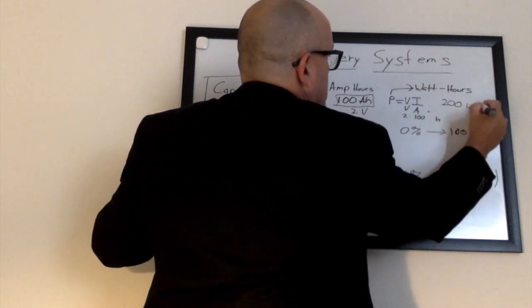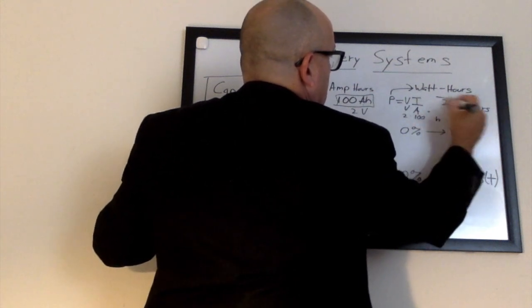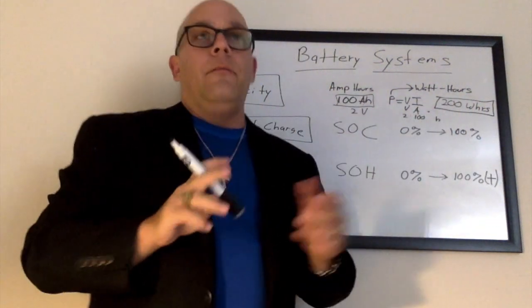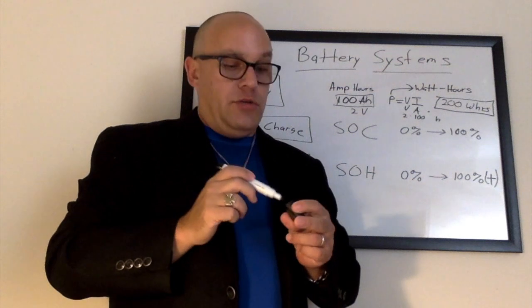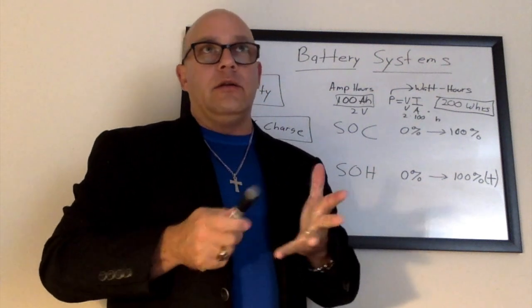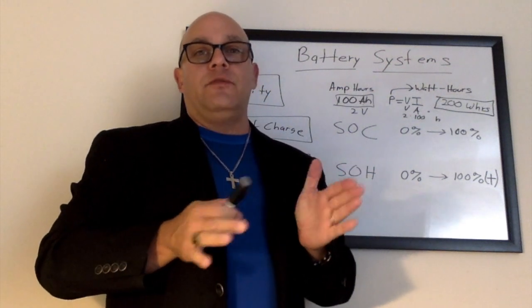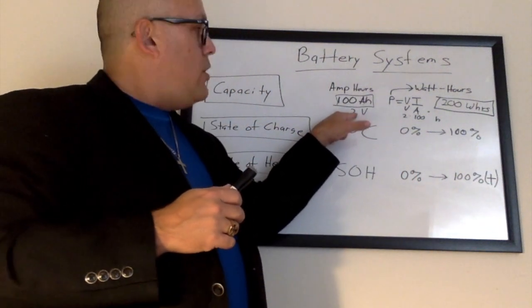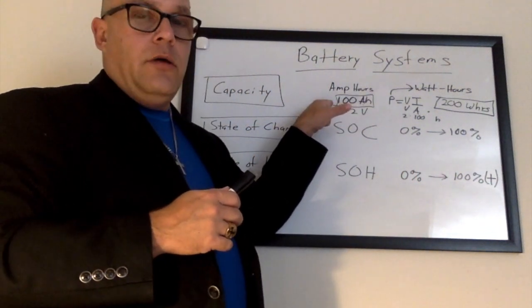200 watt hours. Okay. That's a quick and dirty calculation. There's an issue with nominal voltages on batteries. We'll get to that in a later lecture. But just for purposes of introduction, multiply your nominal voltage of your cell times the capacity of your cell.